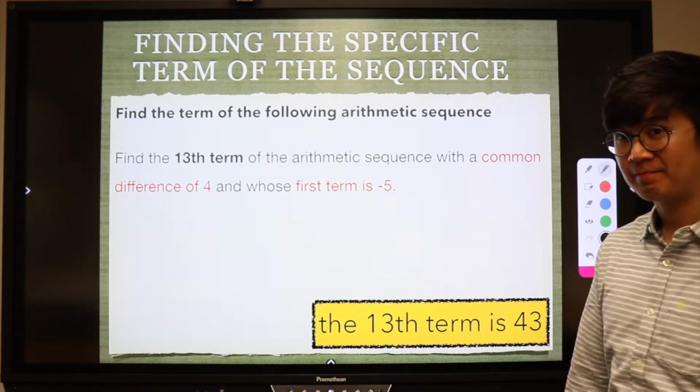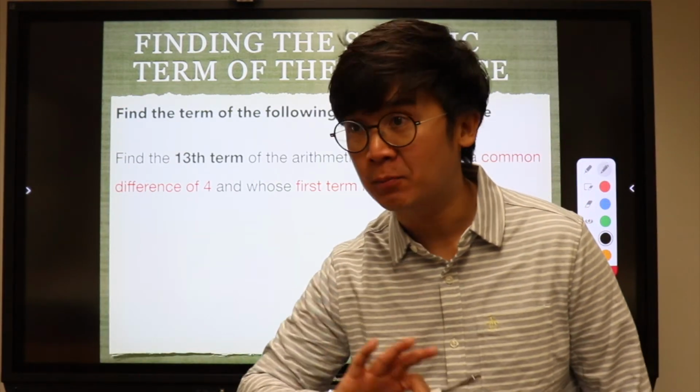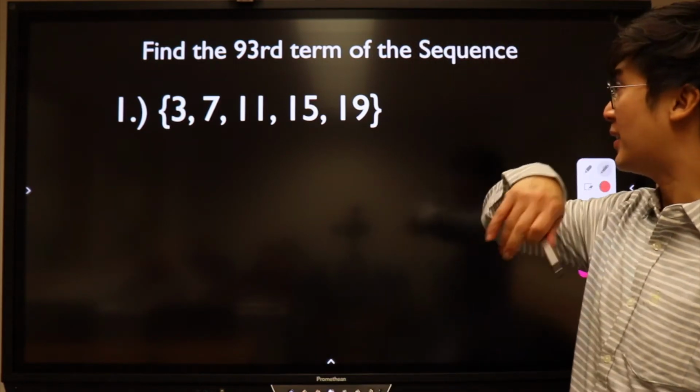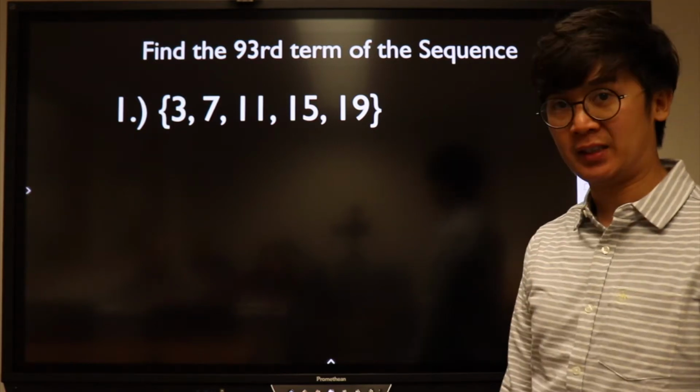Easy, right? Pay attention to the negative sign, and pay attention to all the signs and symbols. So on your own, how about this? Find the 93rd term of the sequence.